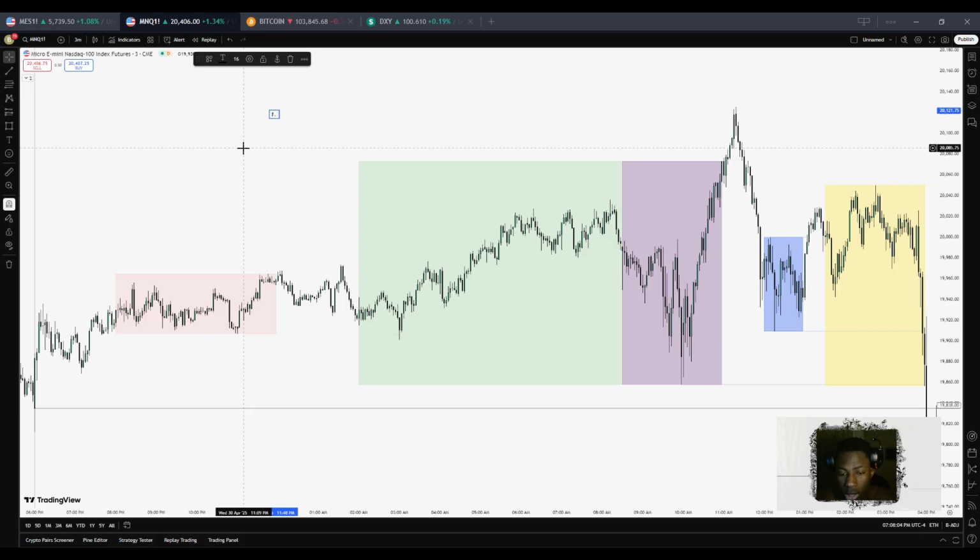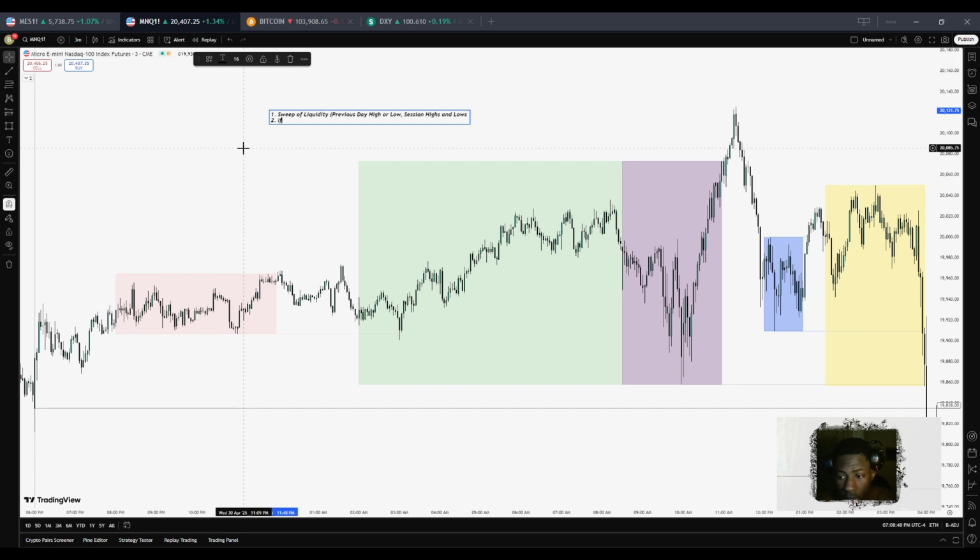Checklist one: sweep of liquidity. In that case, it might be previous day high or low, or session highs and lows. Those are gonna be the main focus for the first checklist.